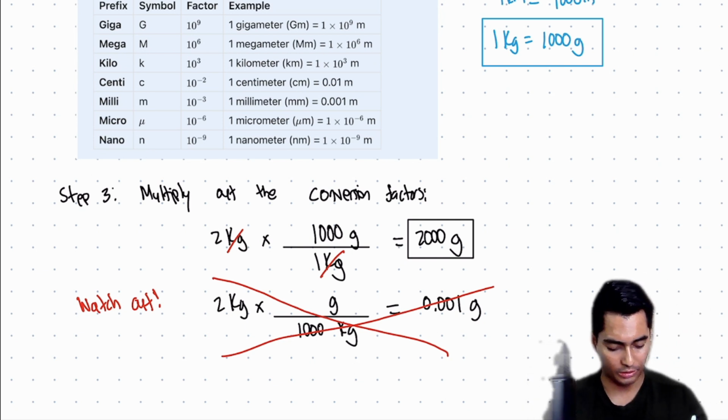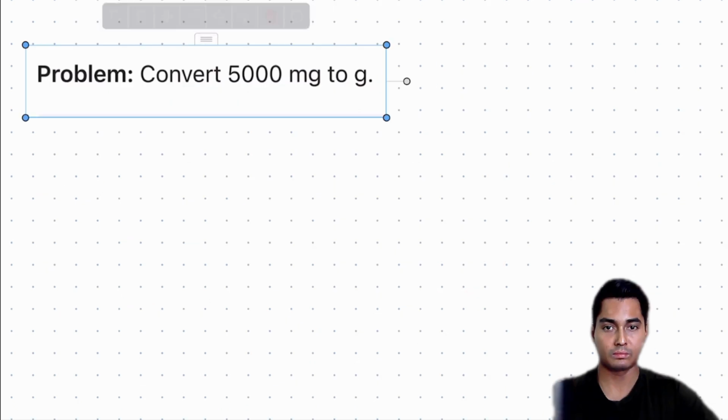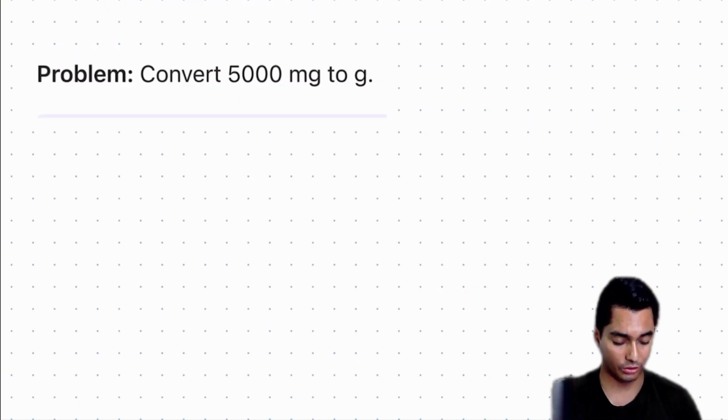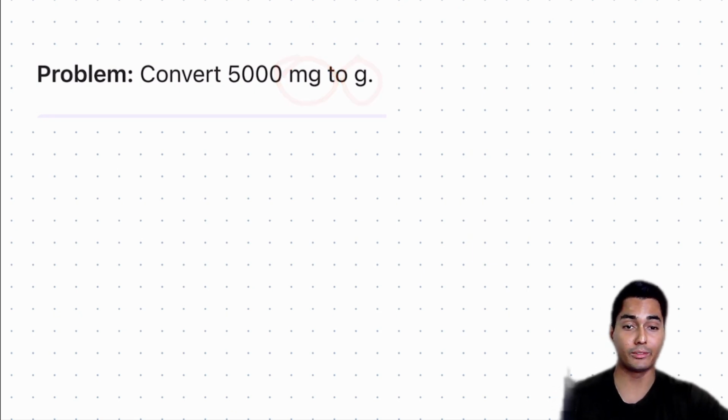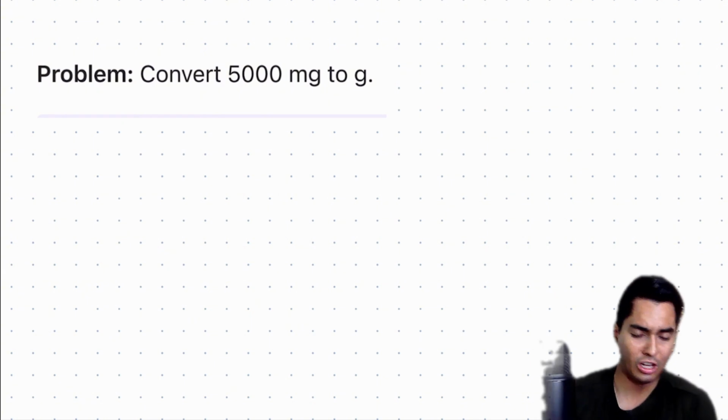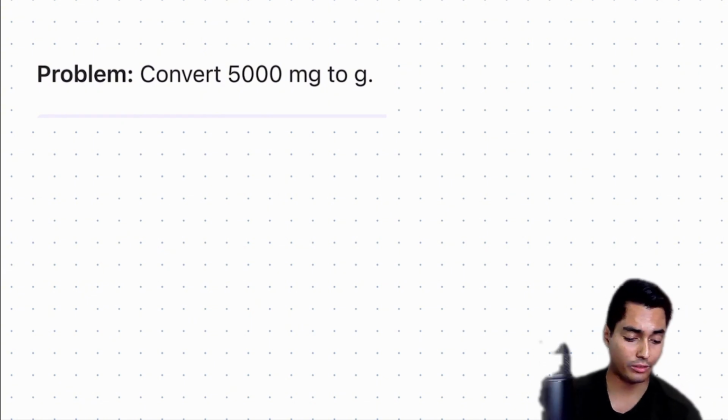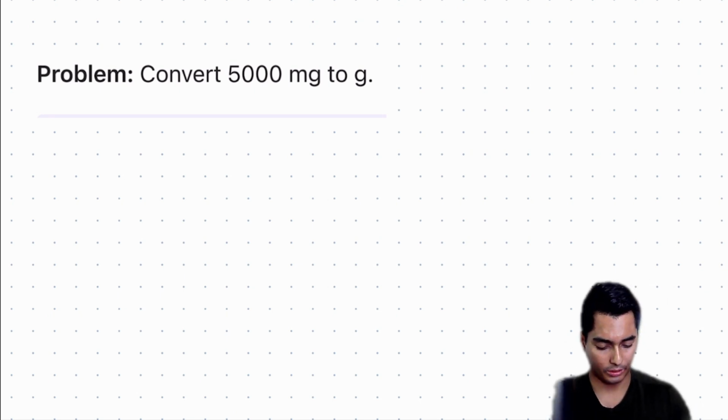Okay, so the correct answer is 2,000 grams. All right, next is going to be to convert 5,000 milligrams to grams. So take a pause here and either see if you can work it out yourself, or ideally see if you can kind of do this in your head. If not, no worries. We're going to break it down right now. But eventually the goal is to get so good at this that you can just do this problem in your head. Okay. So step 1, as you know, is write down what we know.